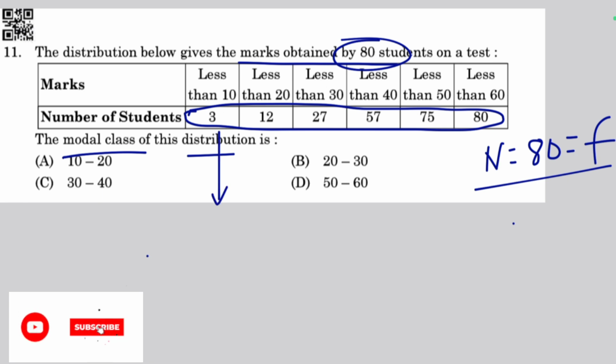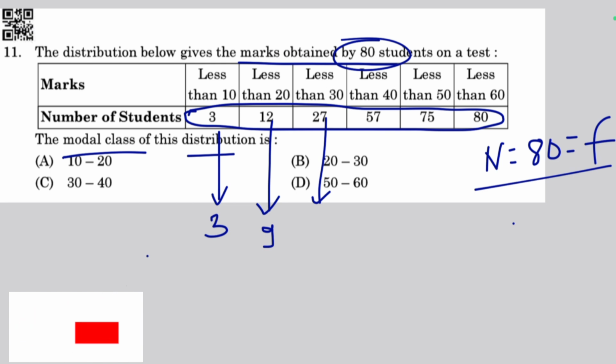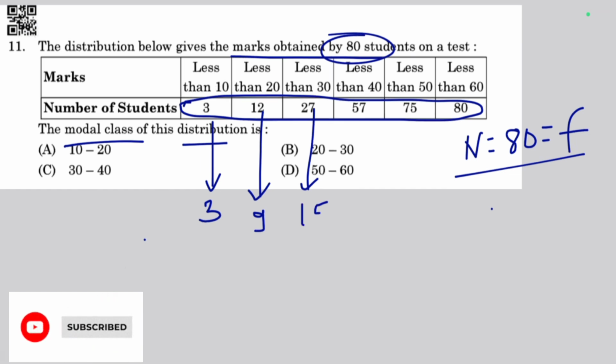We know that it is a less than type, meaning that it can be converted into the class 0 to 10. That particular class 0 to 10 will have the frequency 3. Now the class 10 to 20 will have the frequency 12 minus 3, that is 9. And then again this is the 20 to 30 class. What is the total? 27. This is the cumulative frequency, so we will subtract 12, which is the cumulative frequency of the preceding class. So we will get 15.